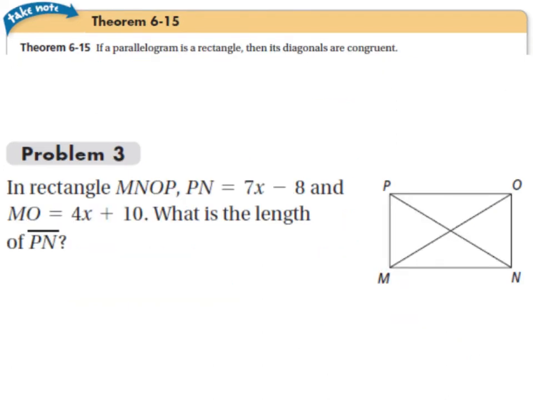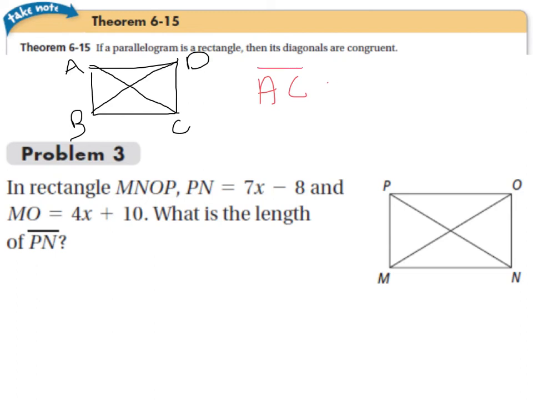And if a parallelogram is a rectangle, then its diagonals are congruent. So what that is saying, if I have a rectangle, I'm going to label A, B, C, and D. This diagonal, along with this diagonal, they're going to be the same. So AC will be congruent to BD. This is only true in rectangles and squares, because every square is a rectangle. So this would be 6-15.